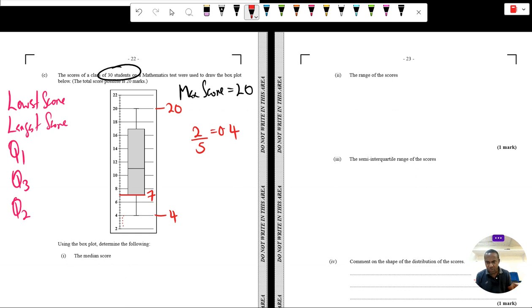And the mark at the lower end of the box is between 6.8 and 7.2, exactly midway. So that has a lower quartile of 7. So this, of course, is Q1 equals 7, right? The upper quartile, Q3, which should be right here.